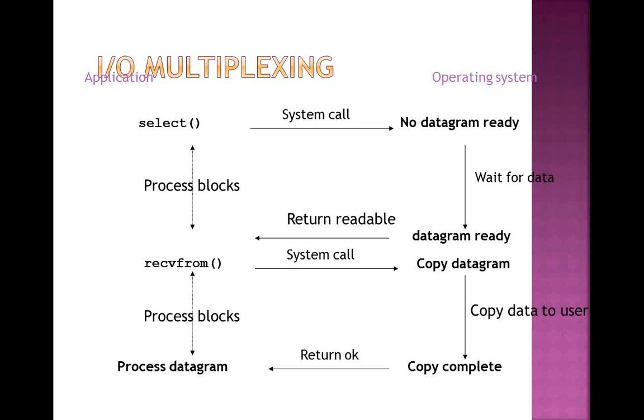Then this is the example of input output multiplexing that is done using the select function. How the select function will be used to process the different blocks, and one more function that is used is recvfrom. So two functions are generally used: one is select, one is recvfrom. So this is the process block, this is the process datagram. Then there is a system call, no datagram is ready, wait for the data, datagram ready, return readable, system call, return OK, the same example.